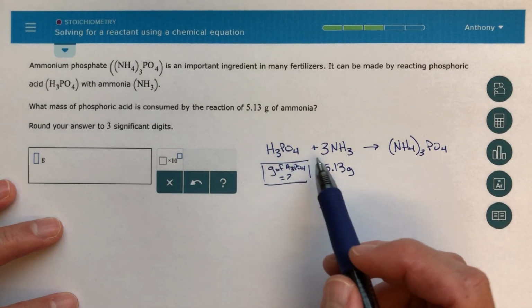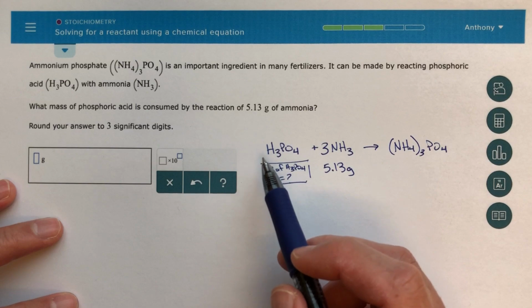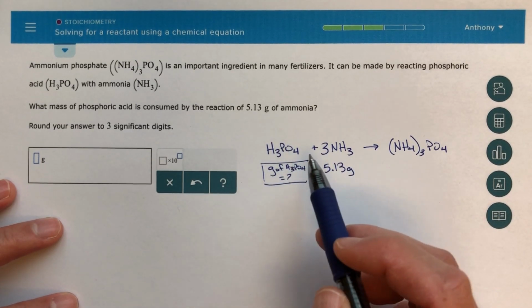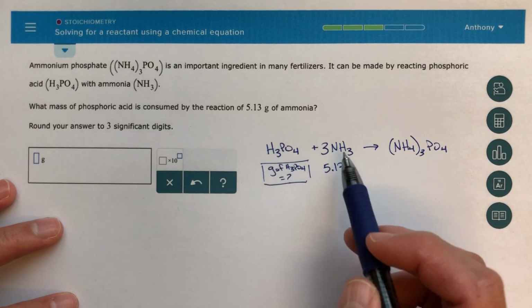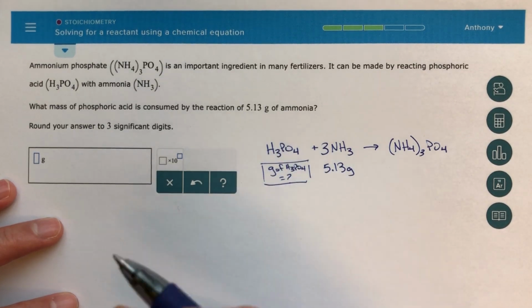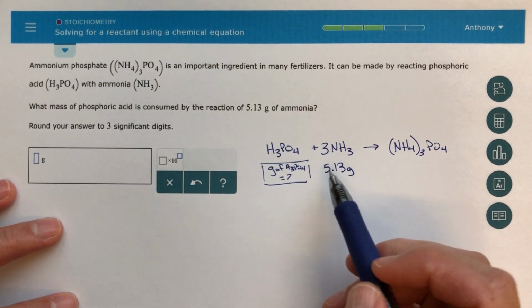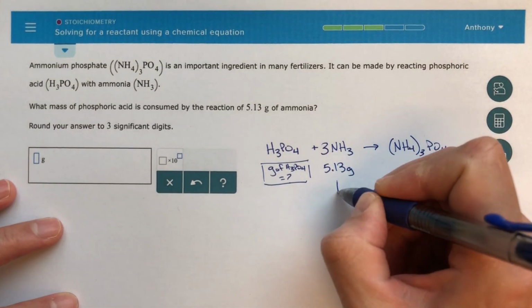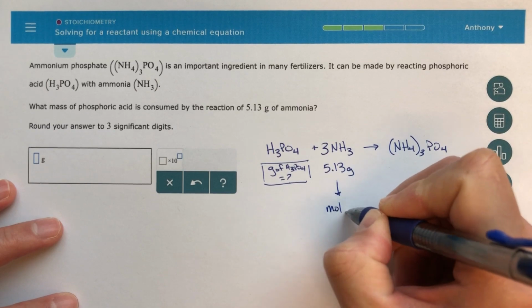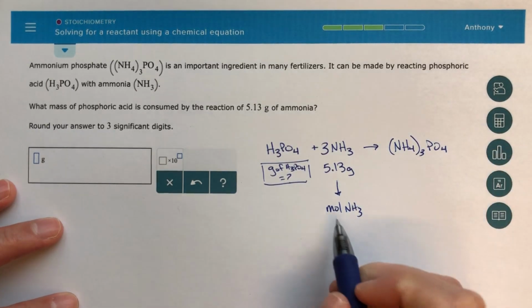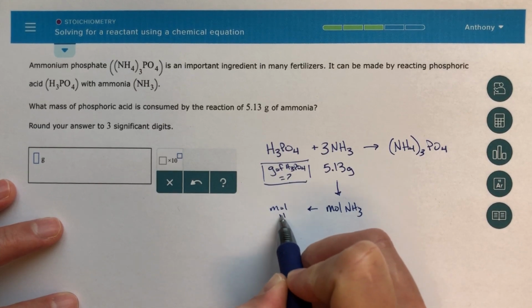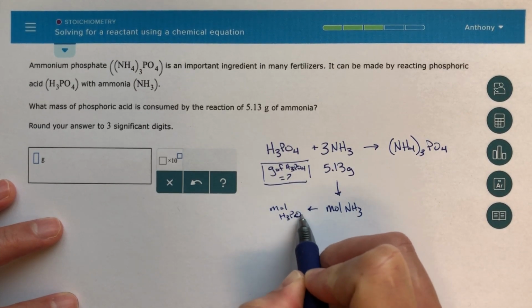So I know that these coefficients here, this would be a 1 in front of here. If I don't have anything that indicates it's a 1, it's a 1 to 3 mole to mole ratio. That's how we're going to figure out how much of this H3PO4 we're going to need to react with this NH3. We're going to use the mole to mole ratios. So I know that I'm going to need to convert this into moles of NH3. Once I have moles of NH3, I could convert that into moles of H3PO4.